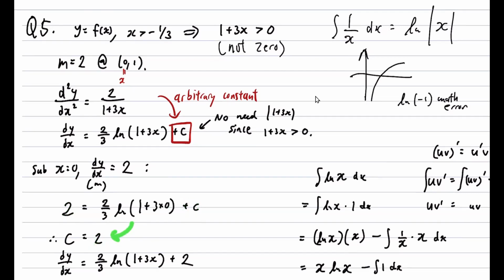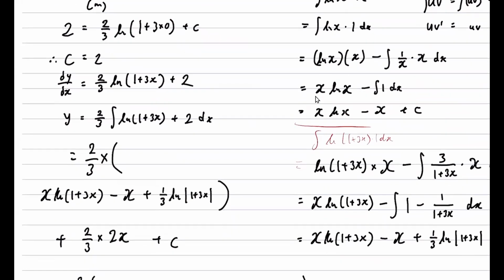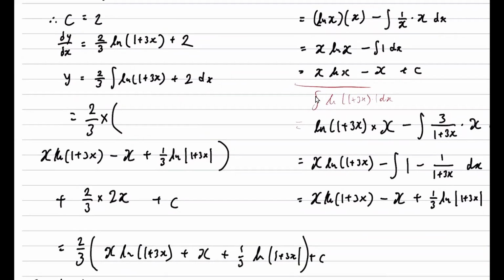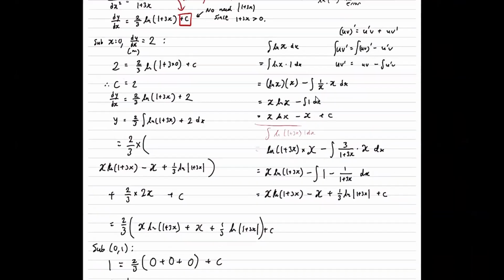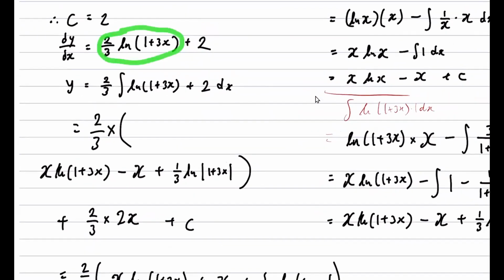Is that too fast? Can understand? Okay, good. c equals 2. Then we just have to sub back in. Then we get plus 2 here. Okay, next. Now we want to solve for y. Let's see. In this case, a bit difficult. Why? Because we actually have a 2/3 ln plus 2. The plus 2 is easy. You want to integrate, you just have to, right, I realize I might have made a slight mistake here. Yeah, I have made a mistake. Hold on a second.